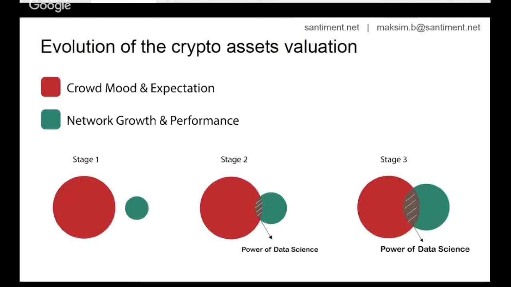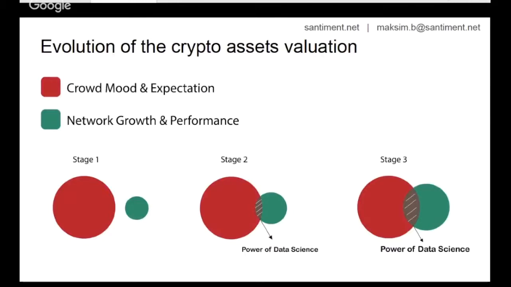Now, once a project kicks off the mainnet or even testnet, you can start measuring real usage. Real usage can be different metrics: daily addresses or newly created wallets, or you can even analyze, and we do it on our platform, how much developer activity flows into a specific platform. So this green circle starts interacting with the red one. The crowd mood and growth expectations are still here, but it's already based a little bit on real metrics which you can get from on-chain data.